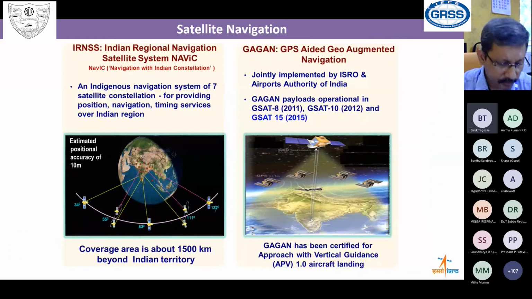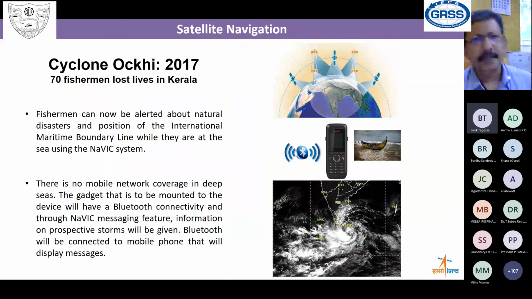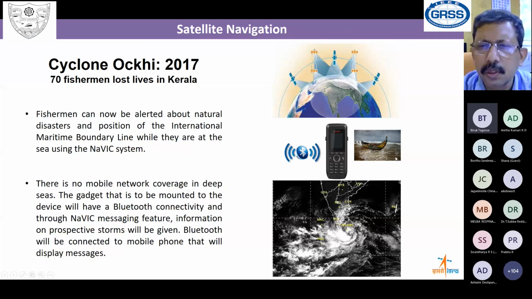Apart from that, we have the satellite navigation systems like IRNSS and GAGAN, which help to reach the places where we have disasters. As part of this satellite navigation system, we have an added feature, which came about as a result of an accident. During 2017, there was Cyclone Ockhi, in which 70 fishermen from Kerala lost their lives. This cyclone formed south of Sri Lanka and moved towards Kerala, and the fishermen who had already gone out to sea could not be alerted about the impending disaster. After this event, the Kerala government approached ISRO to develop something which can be used to warn the fishermen who had gone out into the sea.